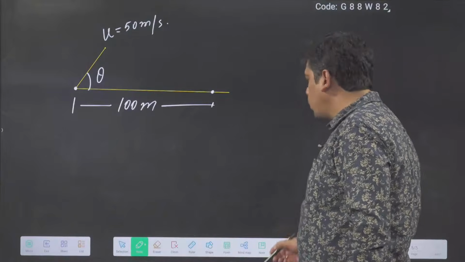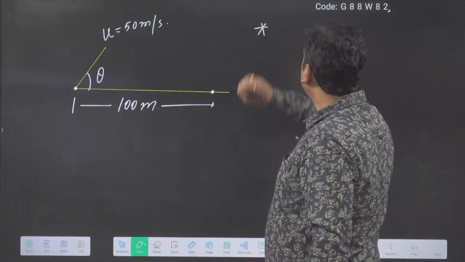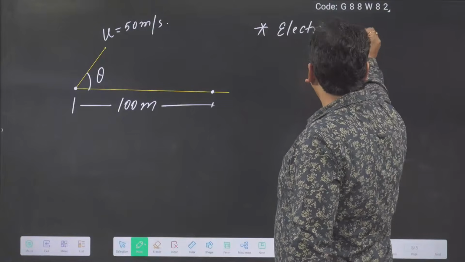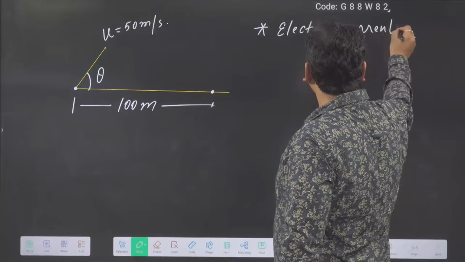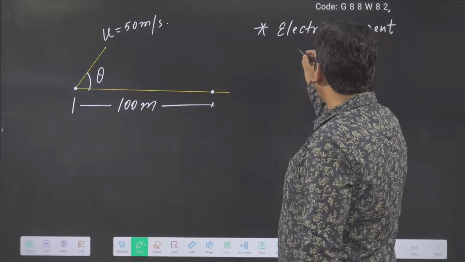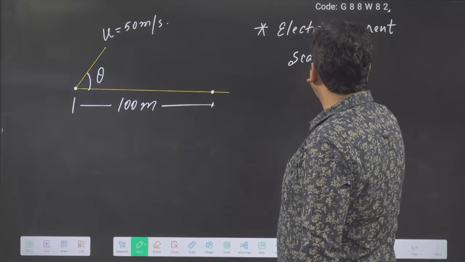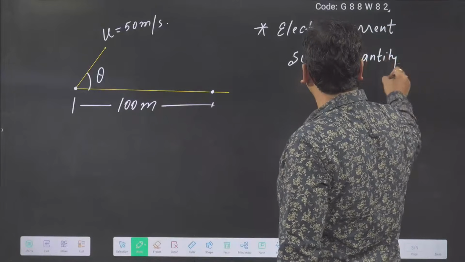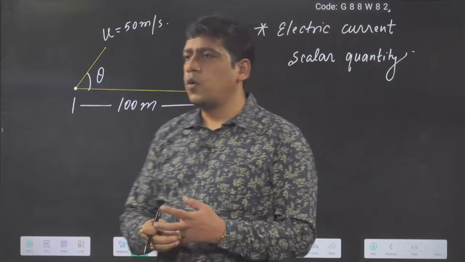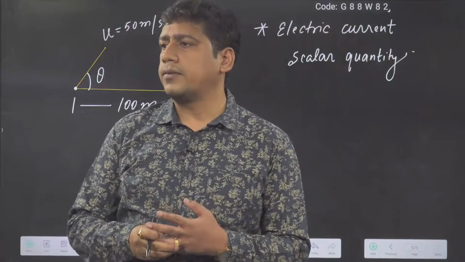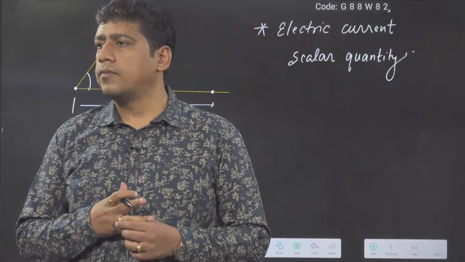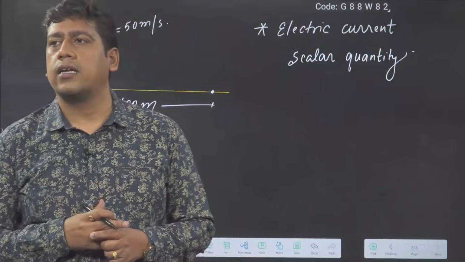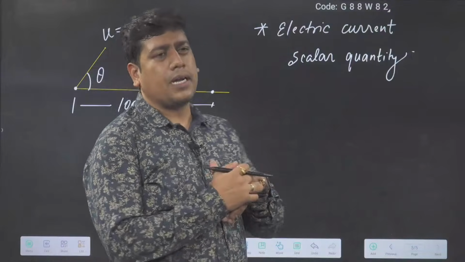Now here come two special ones. One is electric current. It is a scalar quantity, but remember it is a scalar quantity, although it has both magnitude and direction. It has both magnitude and direction, still we call it a scalar quantity. You can remember it like an exception.